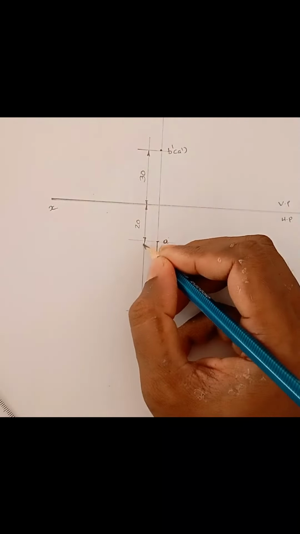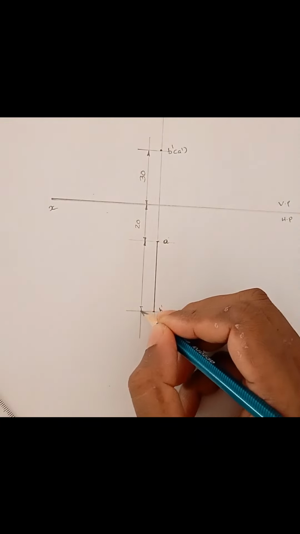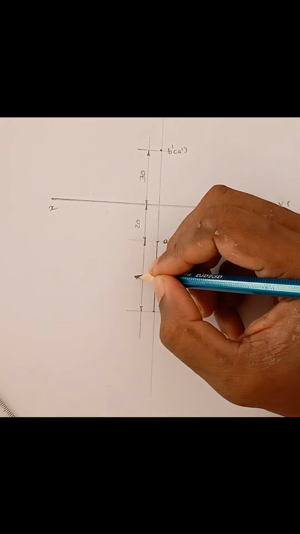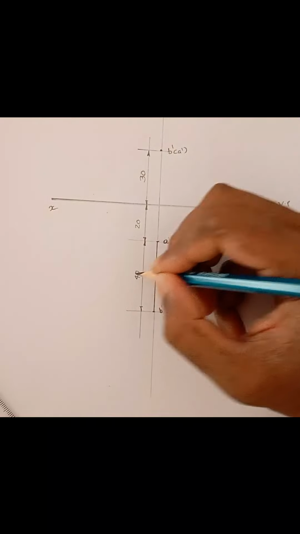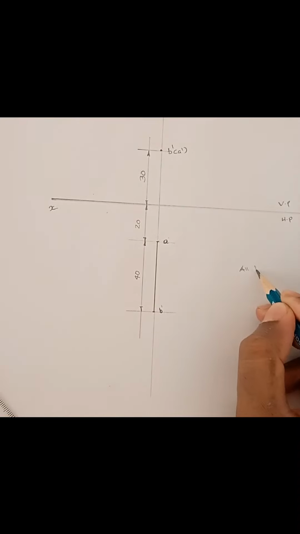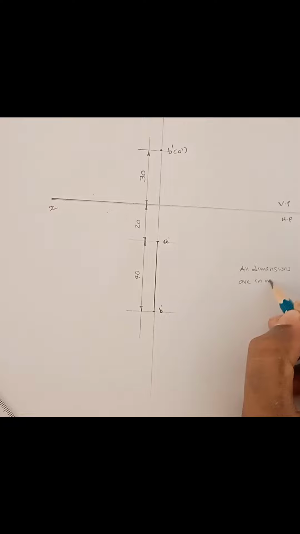And here, what is the length of the line? The length of the line is 40. So you have to write here: all dimensions are in mm, that means millimeter. All dimensions are in millimeter. Okay.